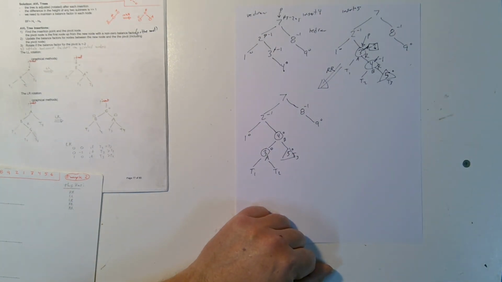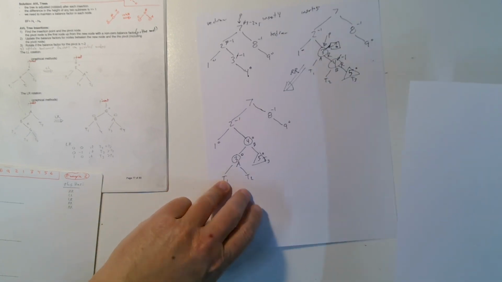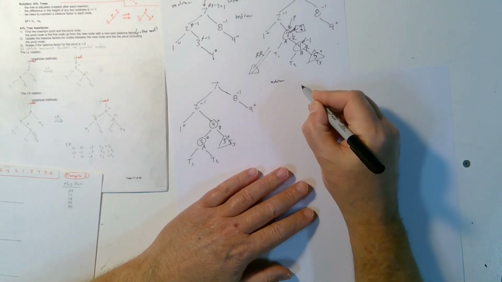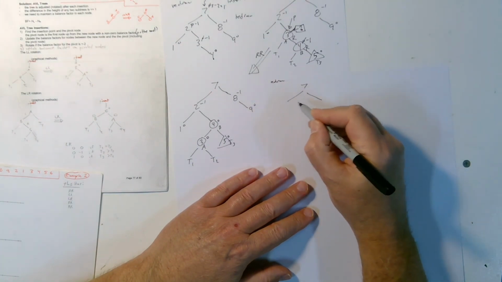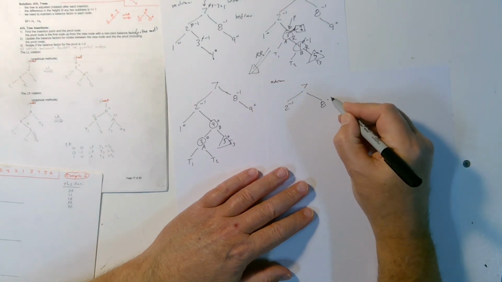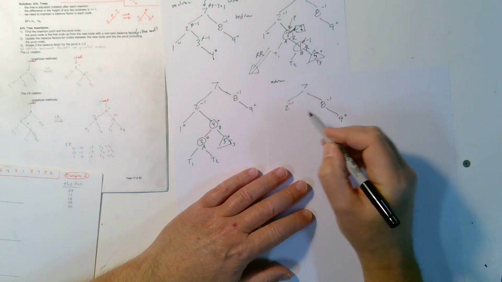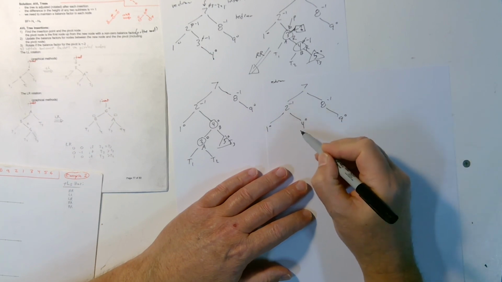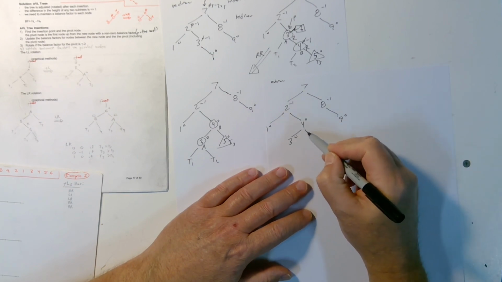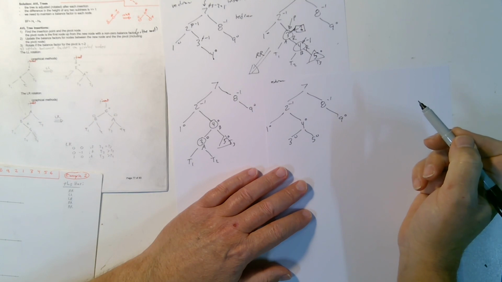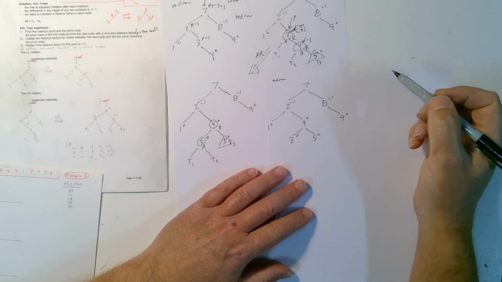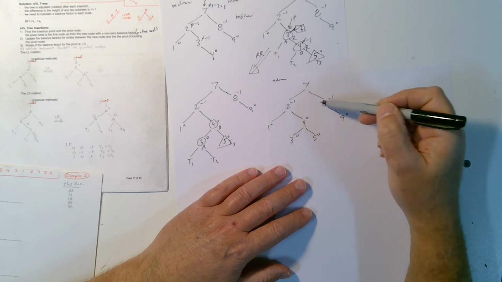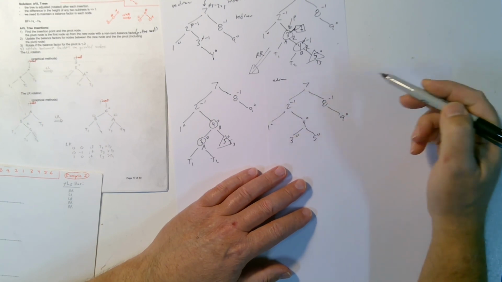So I'm gonna redraw, just redrawing this guy. So 7, 2, 8, 9, 1, 4, 3, 5. That's okay, right? Yeah.